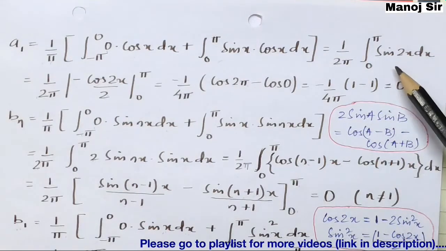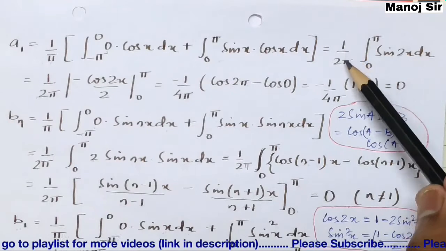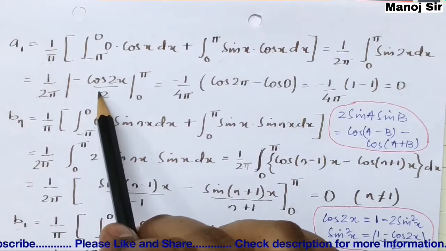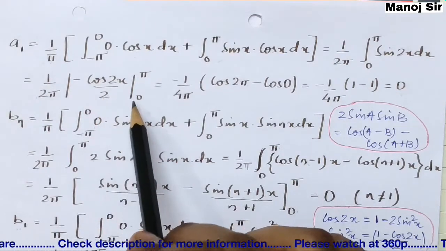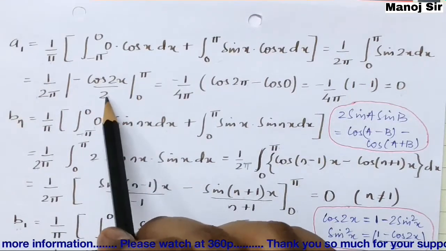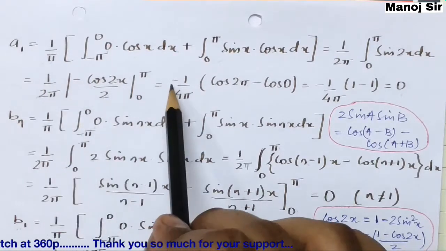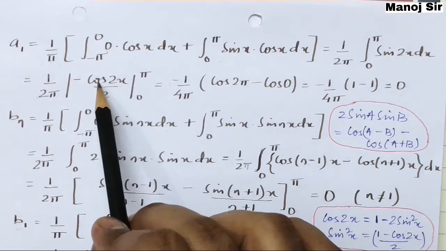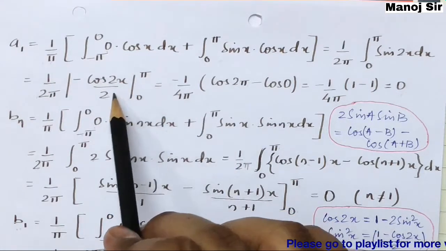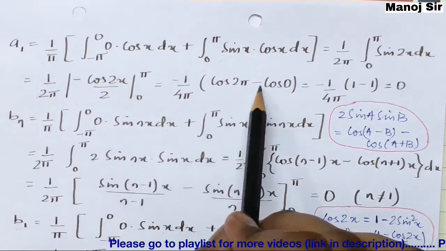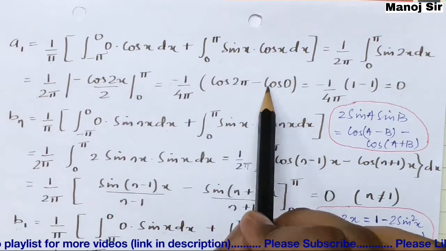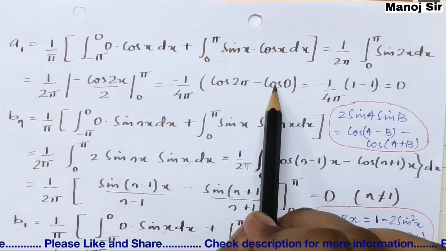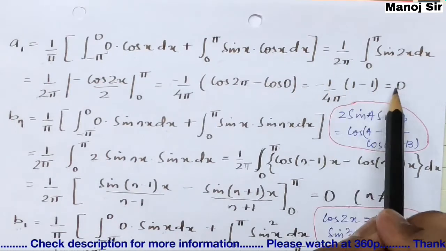Now we will integrate this. This will become 1 upon 2 pi, as it is, integration of sin is minus cos, so minus cos 2x upon 2, limit is from 0 to pi. Now if you take this 2 here and negative here, this is going to be minus 1 upon 4 pi. Simply put the limit, that is cos 2 pi minus cos 0. Cos 2 pi is 1. Cos 0 is 1. 1 minus 1, that is 0. So 0 into anything will become 0.